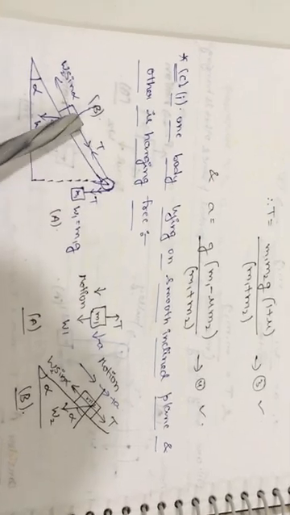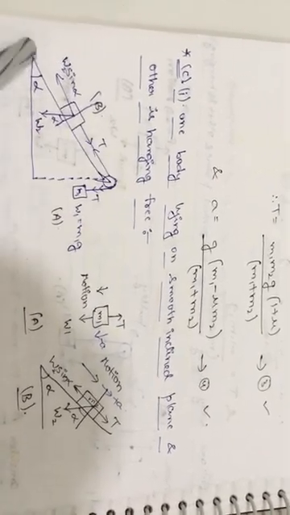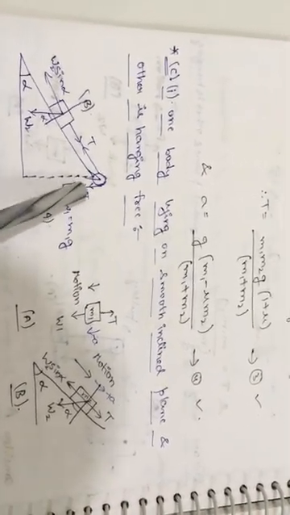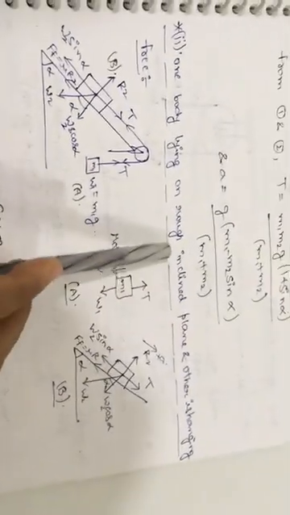Now the last, third type of the connected bodies. Again, two types are there. Here one body is lying on a smooth inclined plane and the other is hanging free. Second type is the rough inclined plane. So do the same procedure.